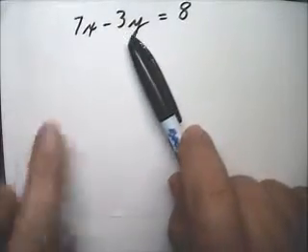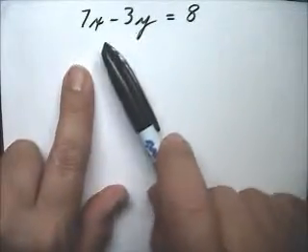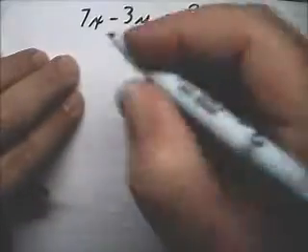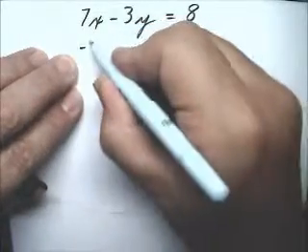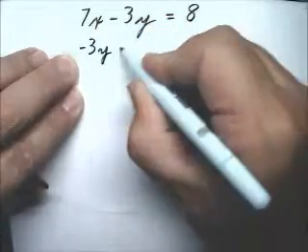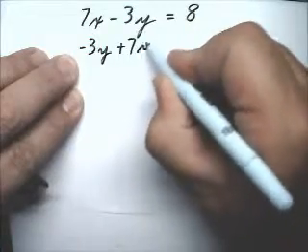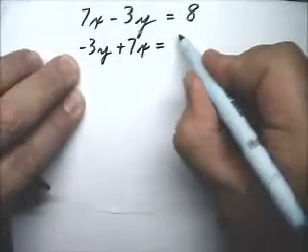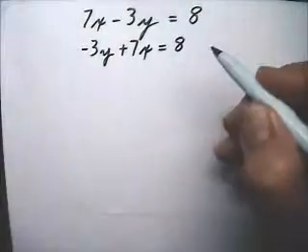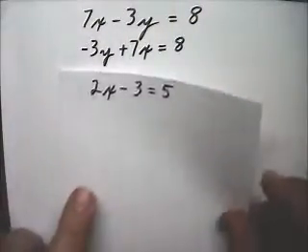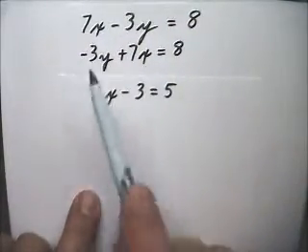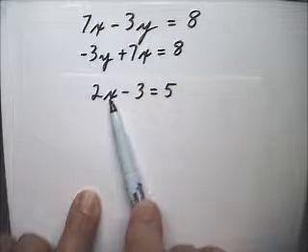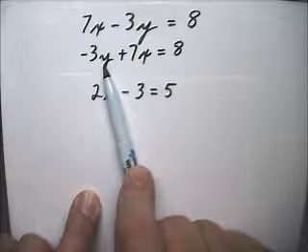Well, I have to solve for y, and I'm going to switch these two around. So it's minus 3y plus 7x equals 8. And I did that so that you see it's very similar to this. See, here I had to solve for x, here I have to solve for y.